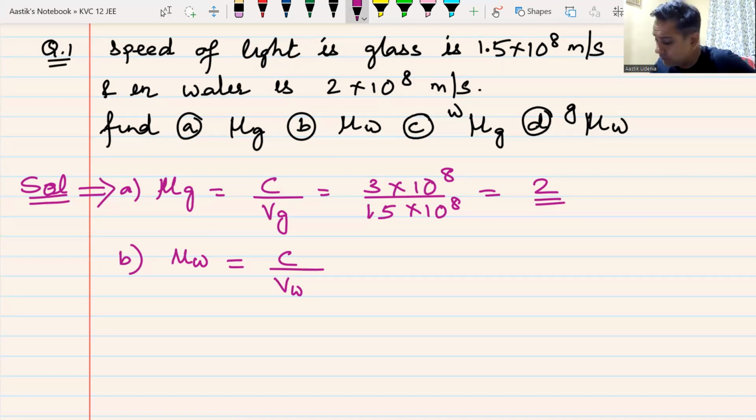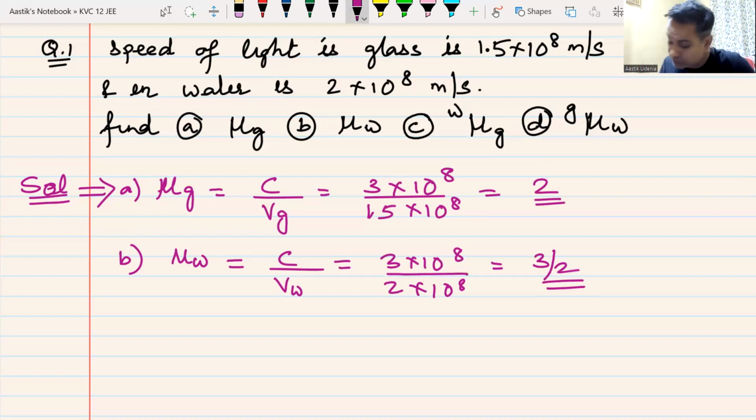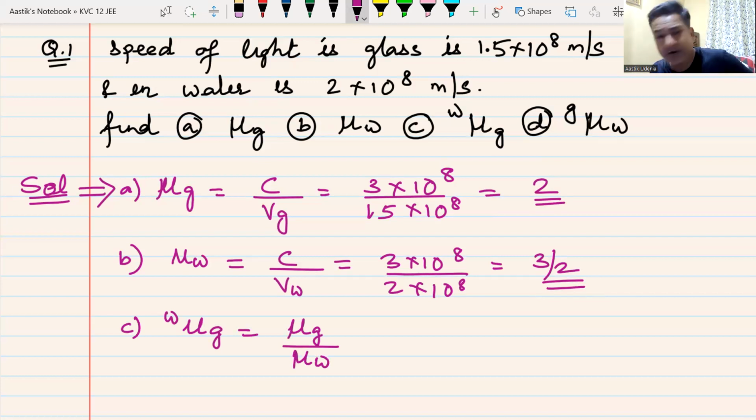C divided by speed of light in water. The answer is 3 into 10 raised to the power 8 divided by 2 into 10 raised to the power 8, and my answer is 3/2. Now there are many ways to calculate mu of glass with respect to water. You can just divide mu of glass by mu of water. You can do it in this way or any other way that you feel like. You will get the same answer. Do we understand this?